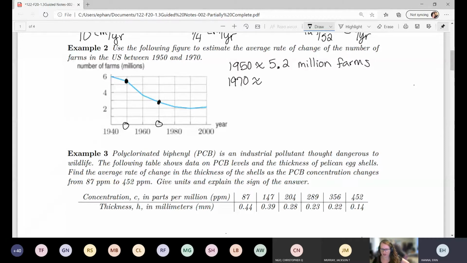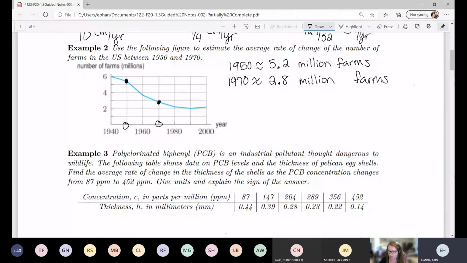So I'm just writing down these estimated Y values for 1950 and 1970. No, you're fine. So 1970, let's say that's about, I don't know, 2.8 million farms. And I do have to remember that my thing lags, so sometimes I have to wait a second. So those are essentially the two values we're going to use.